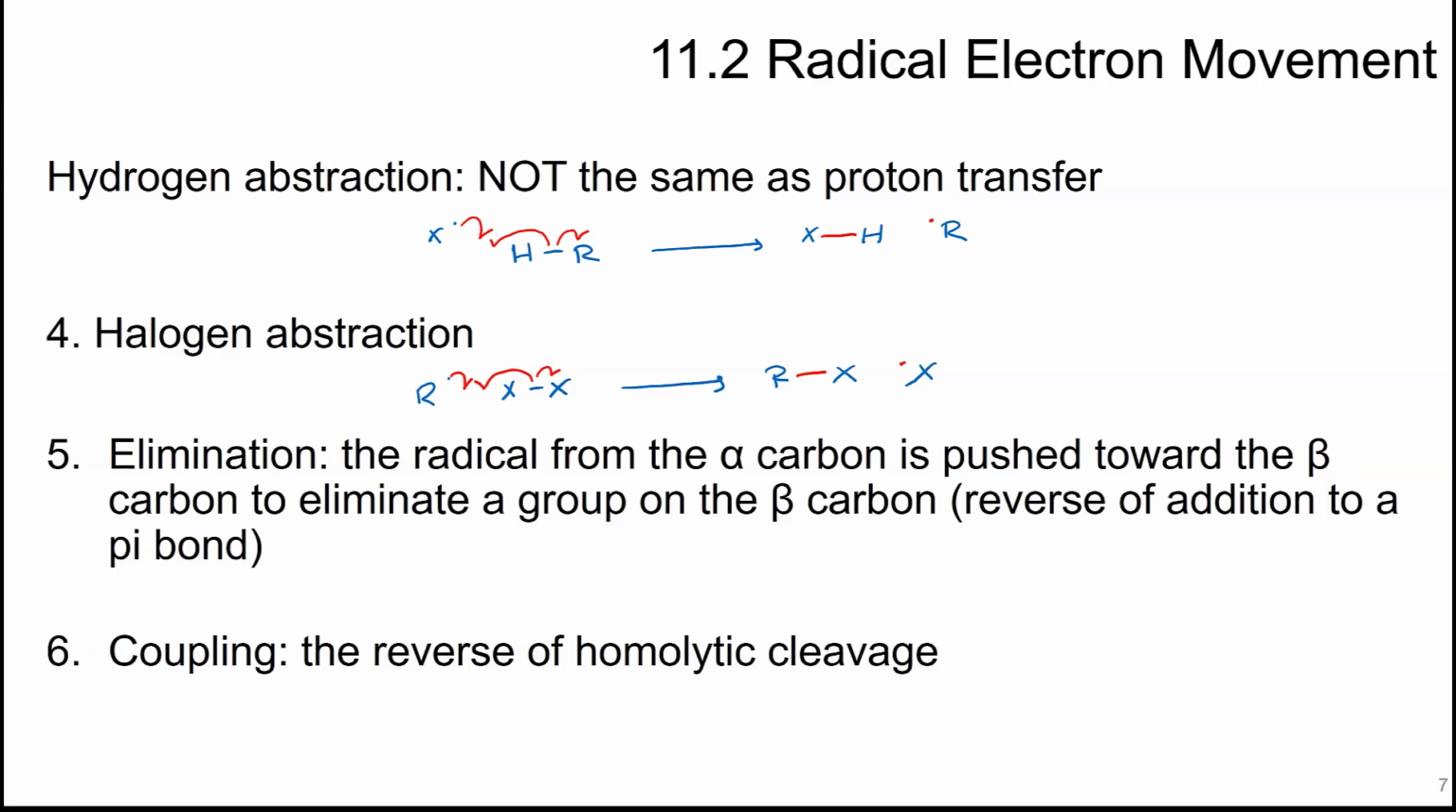We can eliminate, so the radical from an alpha carbon is pushed toward the beta carbon to eliminate a group. So we have a leaving group, one electron comes from here, one electron goes from the X carbon, it goes there. So we now have this X radical and a double bond formed there. And we can couple two things together, which is the reverse of homolytic cleavage. So we have two radicals, they can get together and form a new bond.